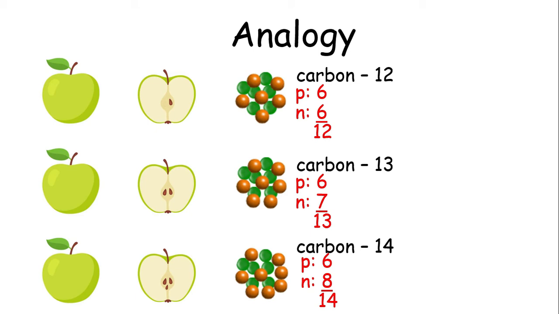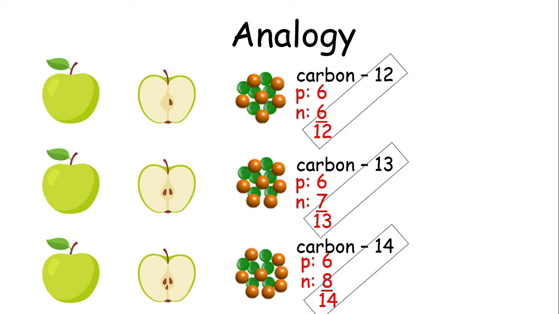The number in the name of the isotopes comes from the sum of the protons and the neutrons. So 6 plus 7, we have 13. Hence the name carbon-13. So 6 plus 8 equals 14. So the name will be carbon-14.